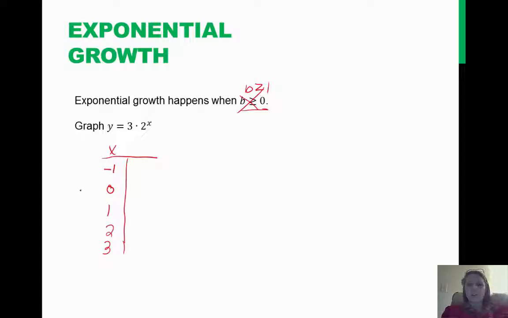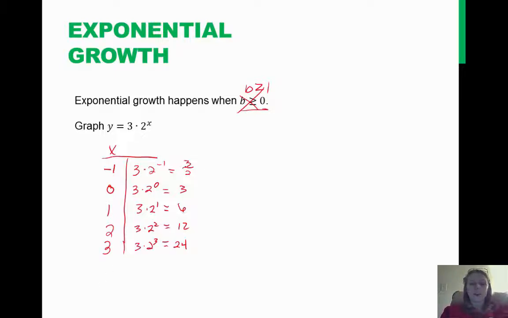So let's put these x values into our equation here. We'll have 3 times 2 to the negative 1, and that's the same thing as saying 3 over 2. And then if we put 0 in, that'll be 3 times 2 to the 0. Remember, anything to the 0 power is 1, so that'll be just 3. 3 times 2 to the 1 is going to be 6. 3 times 2 to the 2, that'll be 4 times 3 is 12. And then 3 times 2 to the third will end up being 24.